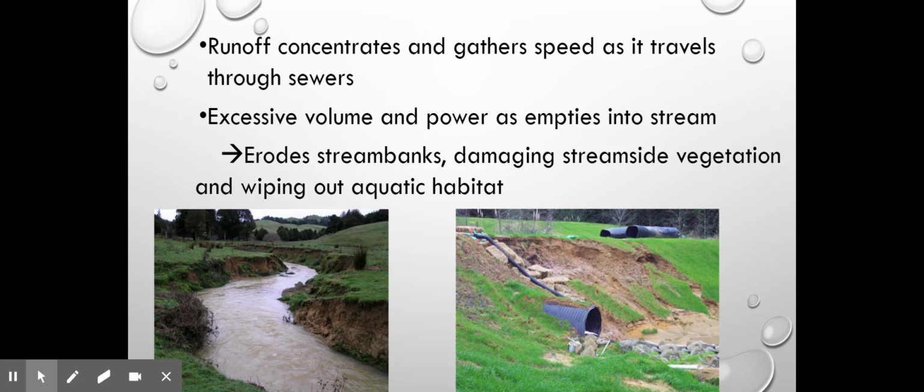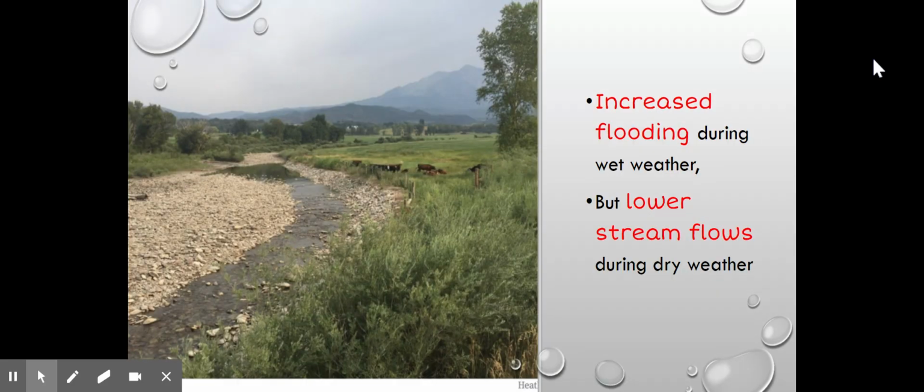What happens on these areas where you have an impervious surface is runoff concentrates and gathers speed as it travels through sewers. Excessive volume and power empties out into a stream from a sewer. It erodes the stream bank, it damages streamside vegetation, it wipes out aquatic habitat. It increases flooding during wet weather, but it has lower stream flows during dry weather. So these all are coming from urban runoff.